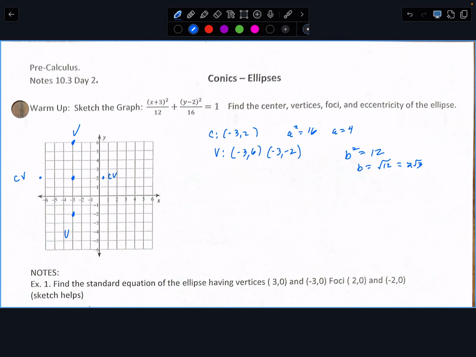And then c squared is your b squared minus your a squared. So it's always that larger in the denominator minus the smaller when it's in standard form. And so you get c is 2 because that's 4 and the square root of that is 2. So you need to go up 2 and down 2 to get your foci. And your foci from the center are going to be at negative 3, 4 and at negative 3, 0.